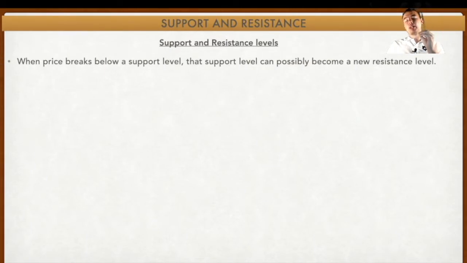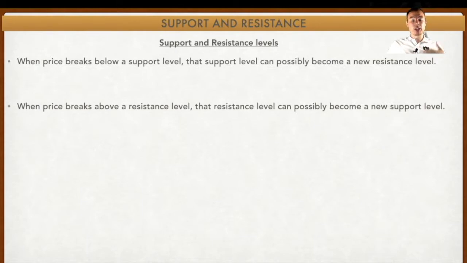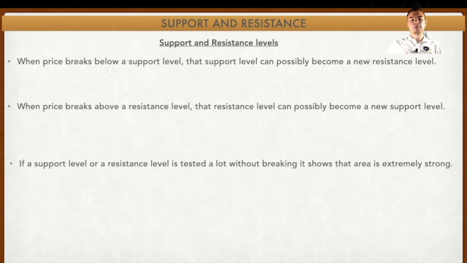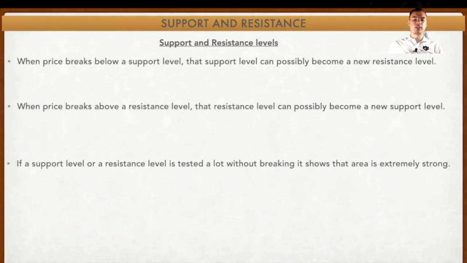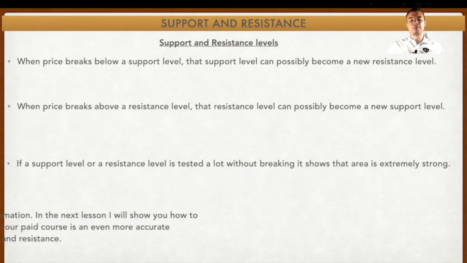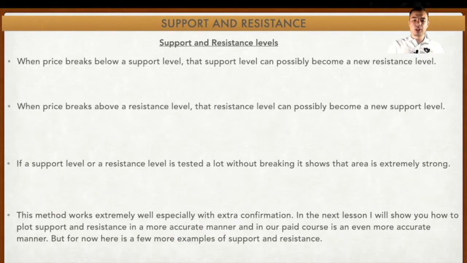When price breaks below a support level, that support level becomes resistance. So it becomes a new resistance. When price breaks above resistance, that resistance becomes support. I will show you on the chart. If a support level or resistance level is tested a lot without breaking, it shows that that area is very strong. So if there is a break, let's say a break of support, that means price is going to push hard down, very hard, okay, maybe for a long time. So this method works extremely well, especially with extra confirmation, once again.